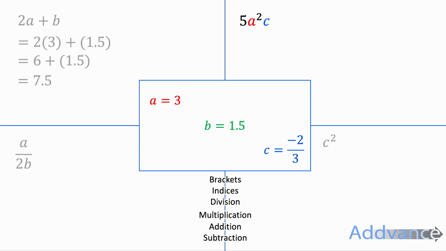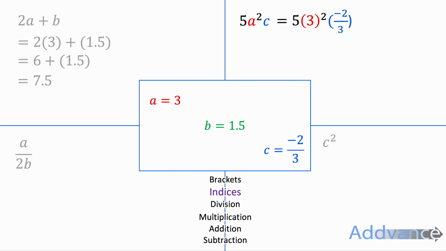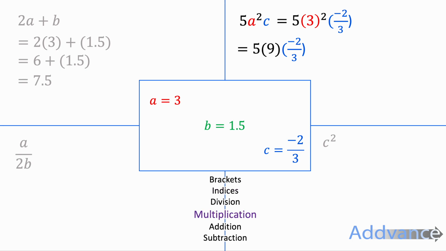Now, 5a squared c. We're going to substitute a, which is 3, and c, which is minus 2/3, into the expression. And there we have it. When we're evaluating this, we're going to do the indices first. That means do the power first. So 3 squared, which is 9. And now we're going to do the multiplication after we've done the indices. So 5 times 9 times minus 2/3.